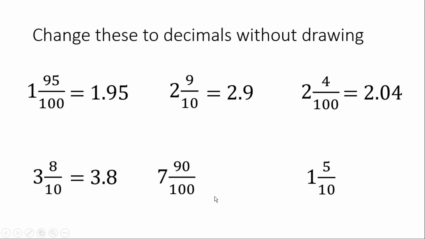Bottom middle, 7 and 90 hundredths. 90 is going to extend into the hundredths place because that's the denominator. Okay, so it's going to be 7, decimal point, 90, 7.90.